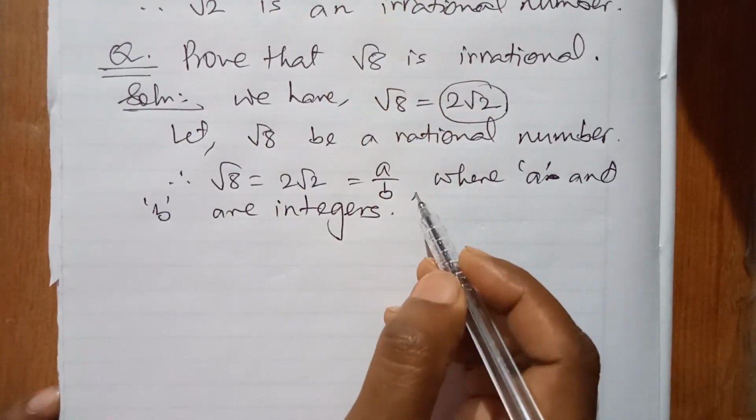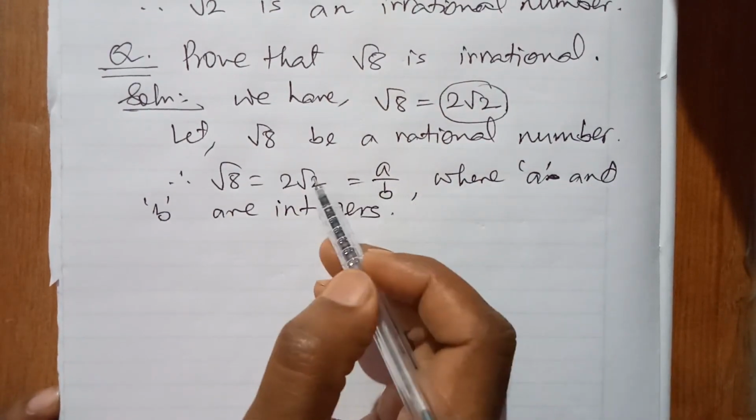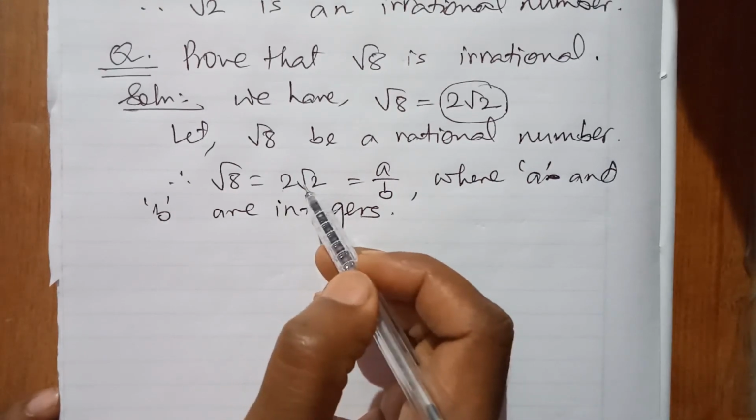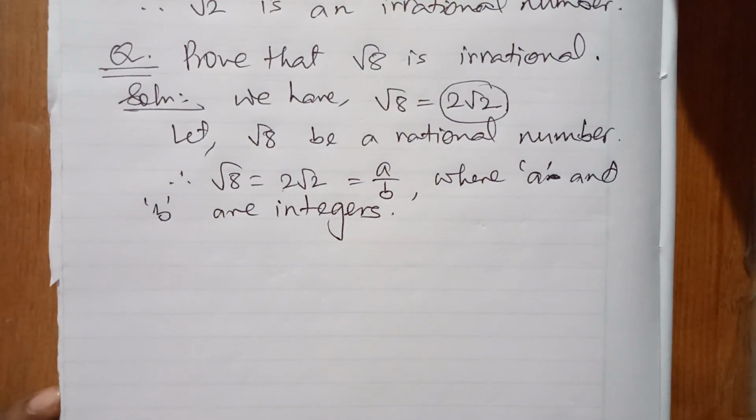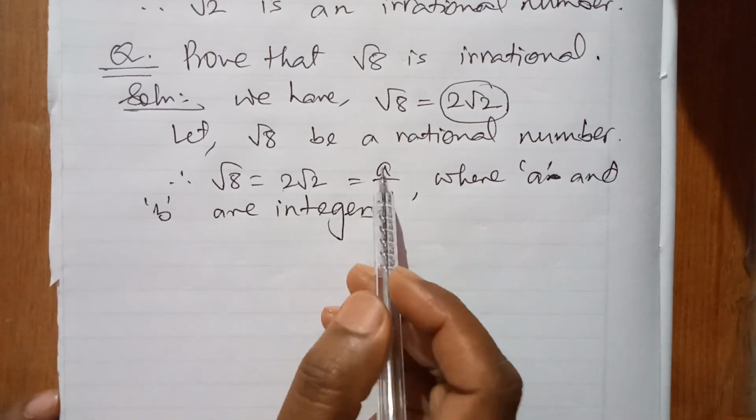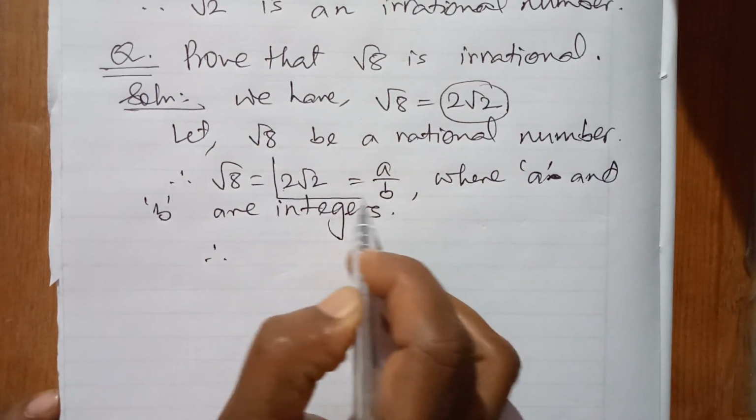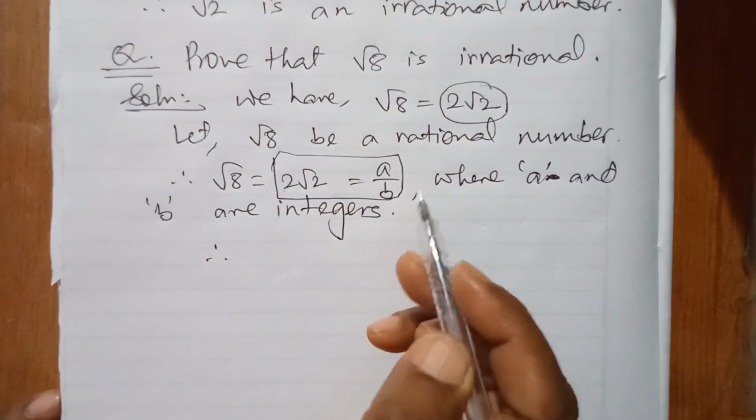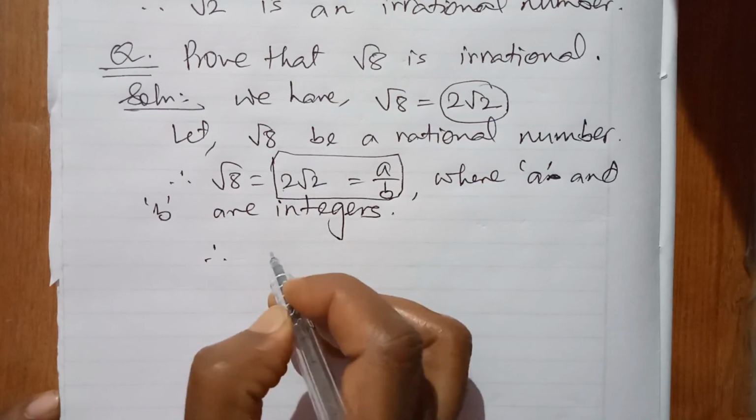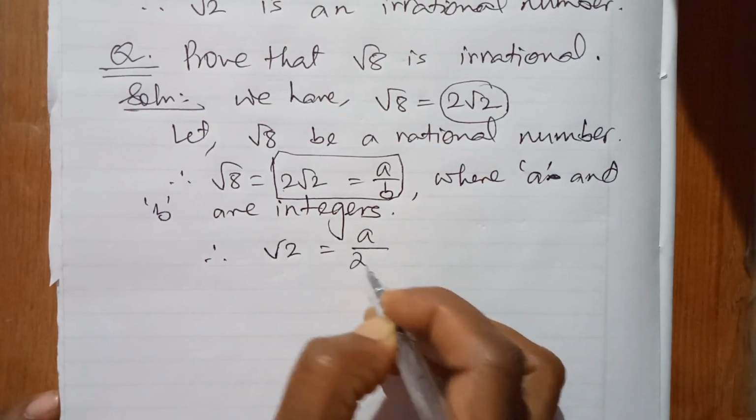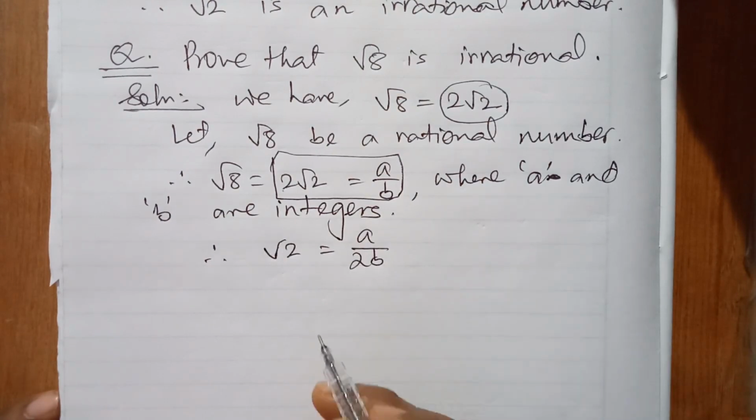Here the co-prime word need not be mentioned, because if the question contains a mixture of rational and irrational numbers, there is no need to apply the method of co-prime numbers. Without applying co-prime numbers, I am doing this in the form of a by b. So I'll apply this only to get the answer. From here, therefore, root 2 equals a by twice b.